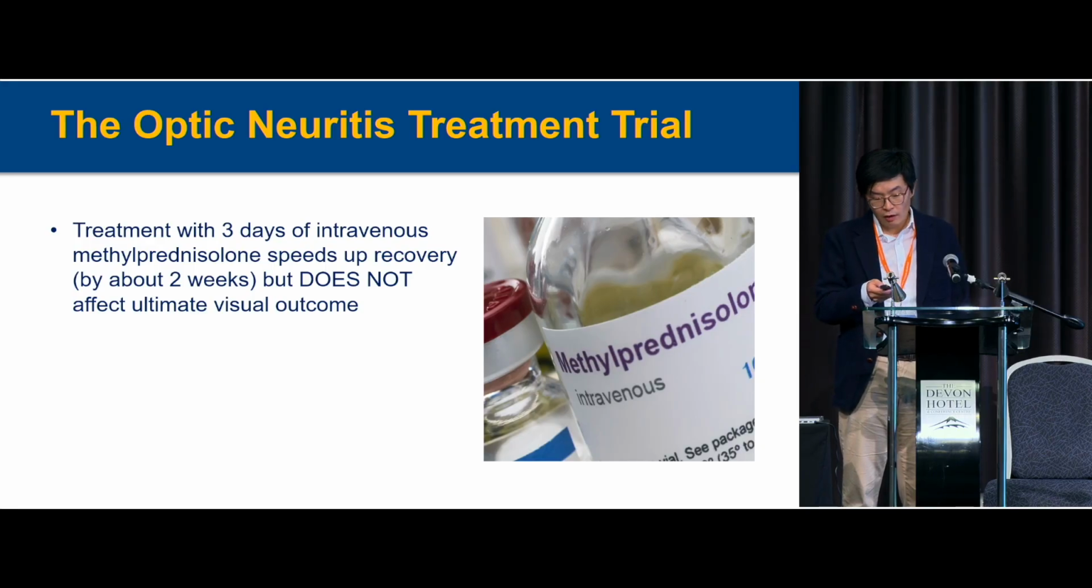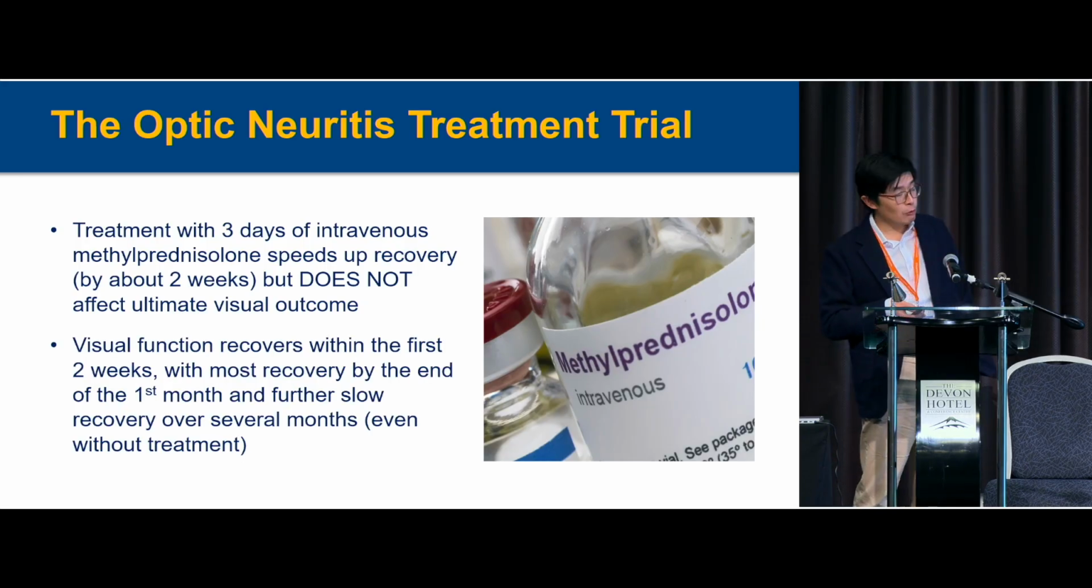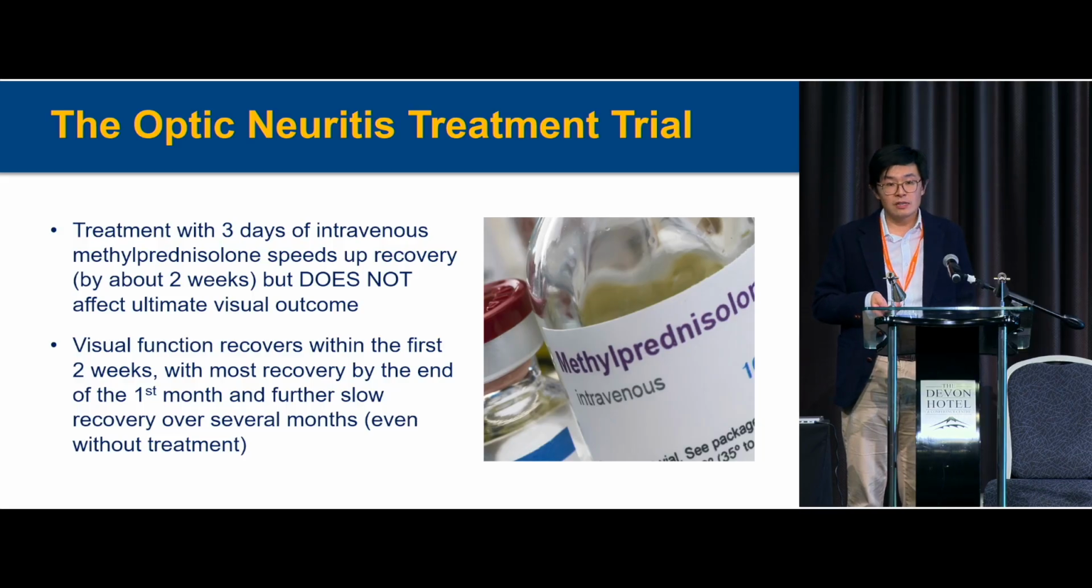but if you examine both of us in 3 months' time, both of us will have the exact same vision. So one of the fallacies that we see in the neuro-ophthalmology clinic or even in the eye clinic is that people obviously want to do something and want to treat. But if you have just a simple attack of optic neuritis, and the vision loss isn't that significant, there may not necessarily be any need to give steroids. You can actually just wait for the vision to recover. So visual function usually recovers within the first 2 weeks, and most of the recovery happens by the end of the first month, and there may be some further slow recovery after that, even without treatment.